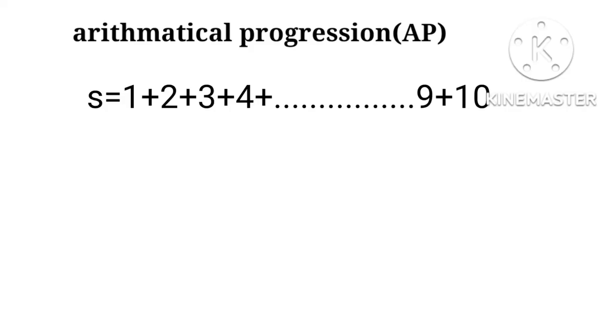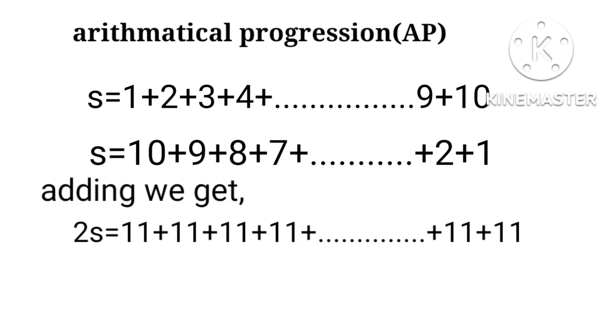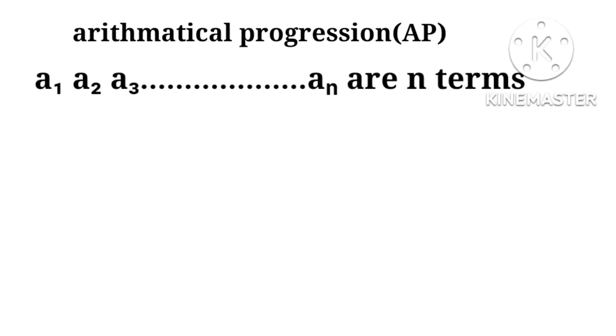Gauss's way to find the sum. Let S equals 1 plus 2 plus 3 plus 4 plus ... plus 10. Also writing in reverse, S equals 10 plus 9 plus 8 plus 7 plus ... plus 2 plus 1. Adding, we get 2S equals 11 plus 11 plus 11 plus 11 plus 11 plus 11. 2S equals 11 into 10. S equals 55.